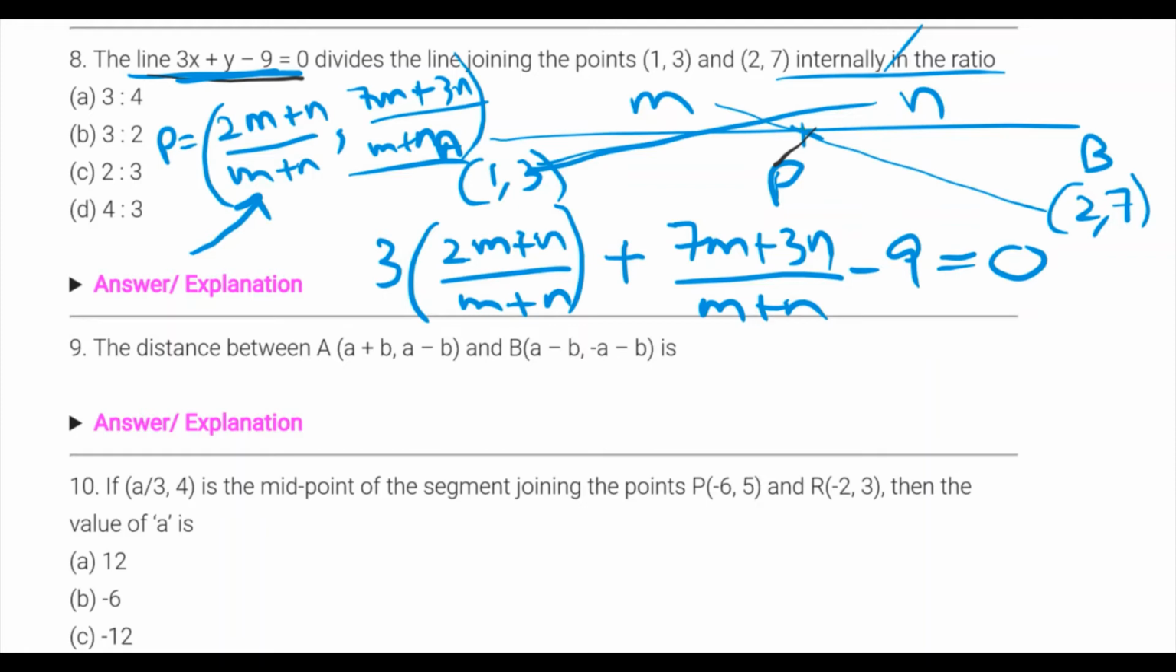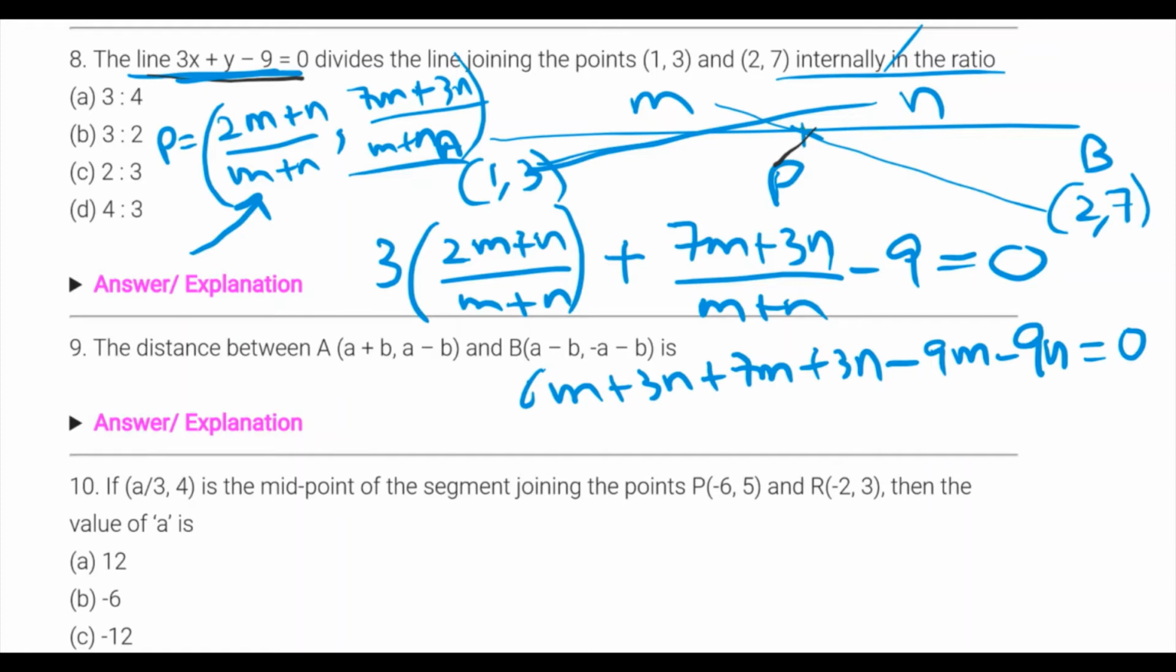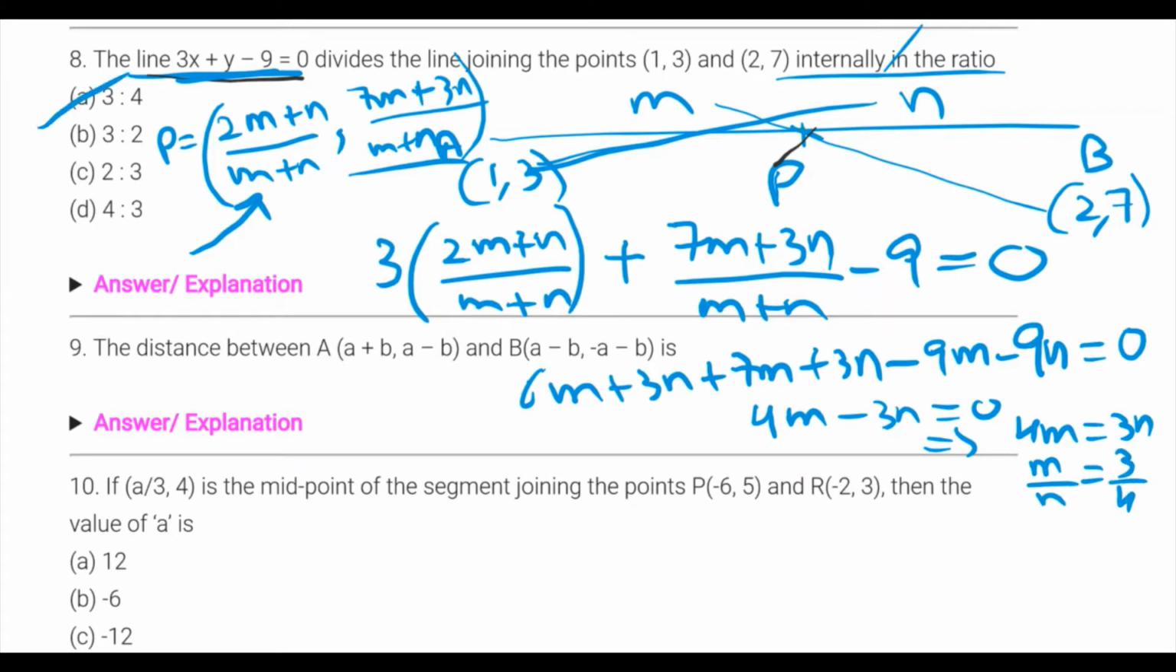Taking the LCM, we will get 6m plus 3n plus 7m plus 3n minus 9m minus 9n. On taking the LCM, we will get this expression. 6m plus 7m is 13m, 13m minus 9m is 4m. So 3n plus 3n is 6n, 6n minus 9n is minus 3n equals 0. That implies 4m equals 3n, m by n equals 3 by 4. So m is to n equals 3 is to 4 is the ratio.